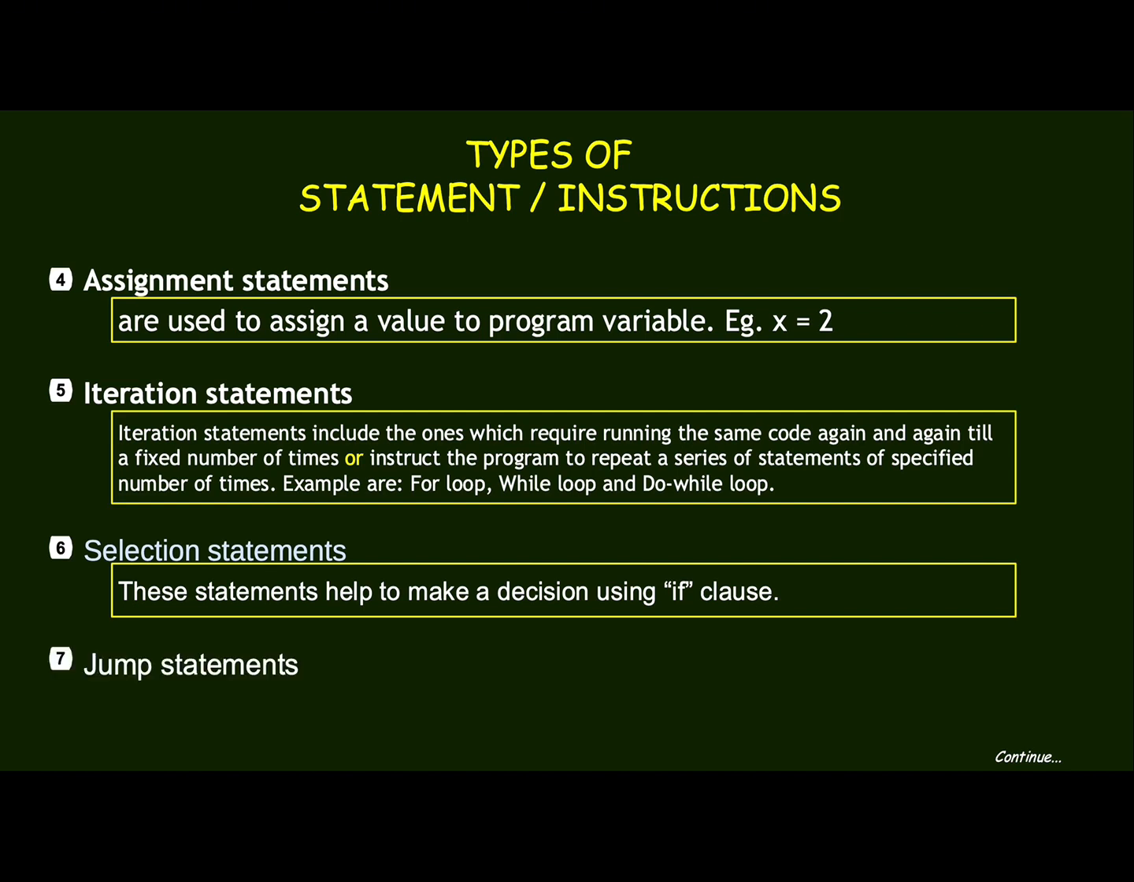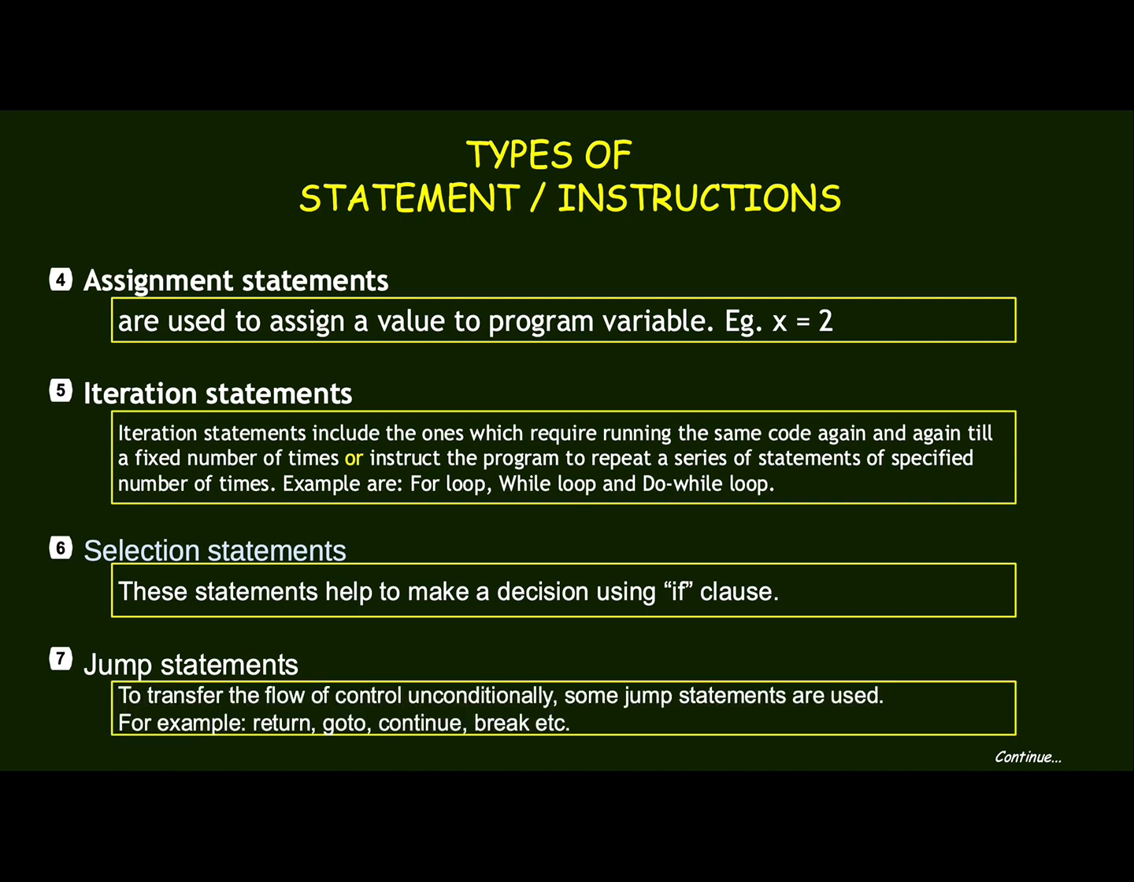The seventh one is jump statements. What are jump statements? They transfer the flow of control unconditionally. Some jump statements used are, for example, return, goto, continue, break. When we are doing the practical, I intend to show you the various types of jump statements. The return, we have seen some of them already. So these are the jump statements.